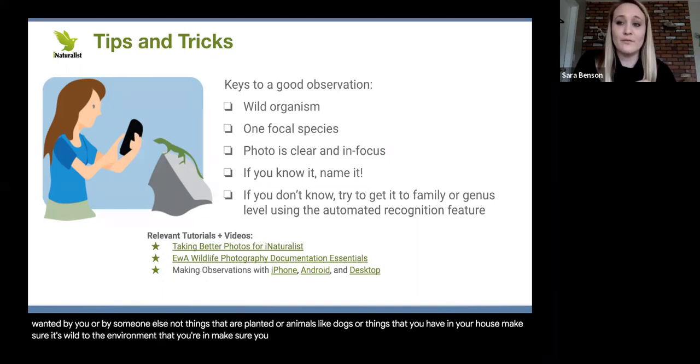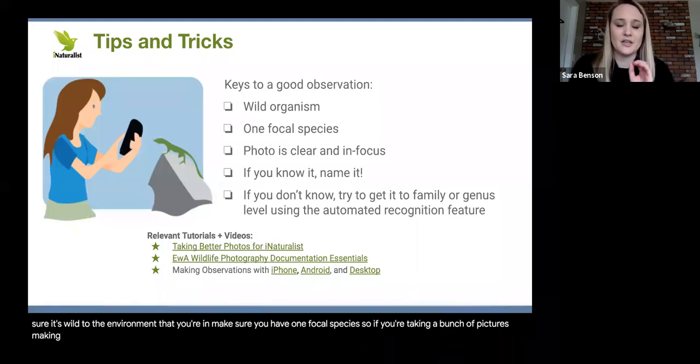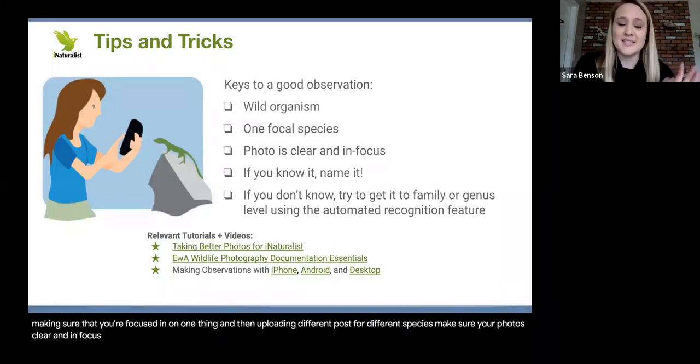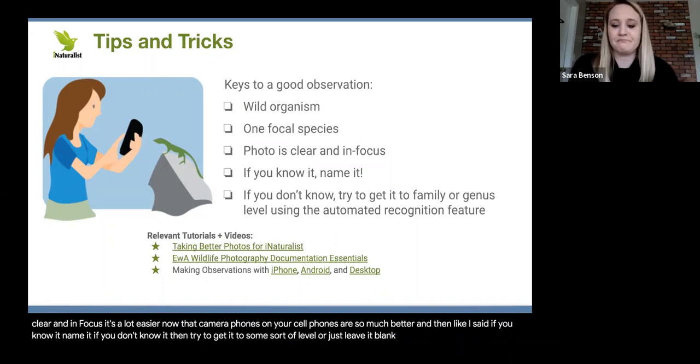Make sure you have one focal species. So if you're taking a bunch of pictures, make sure that you're focused in on one thing and then upload different posts for different species. Make sure your photo is clear and in focus. It's a lot easier now that the camera phones on your cell phones are so much better. And then, like I said, if you know it, name it. If you don't know it, then try to get it to some sort of level or just leave it blank.